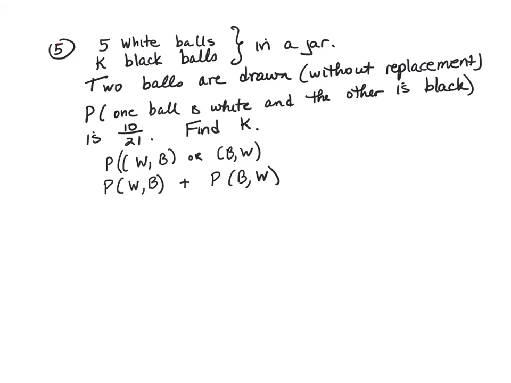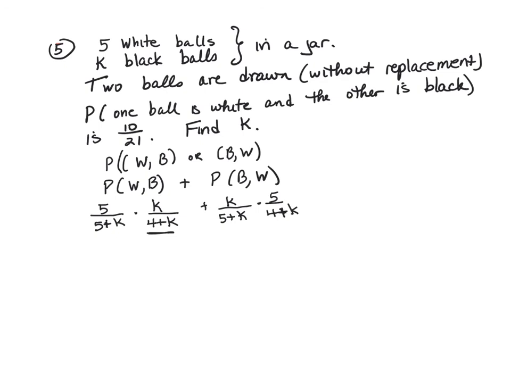So if one ball is white and the other is black, there are 2 possible outcomes that will give us that result. Either the first is white and the second is black, or the first is black and the second is white. And again, we add the probabilities. Now let's fill in the probabilities. So here's the equation I came up with. The probability that the first is white would be 5 white balls out of 5 plus K total balls in the jar. But once the white ball is picked, then there is 1 less ball in the jar, so that's 4 plus K. And the probability of picking the second ball black would be K out of 4 plus K.